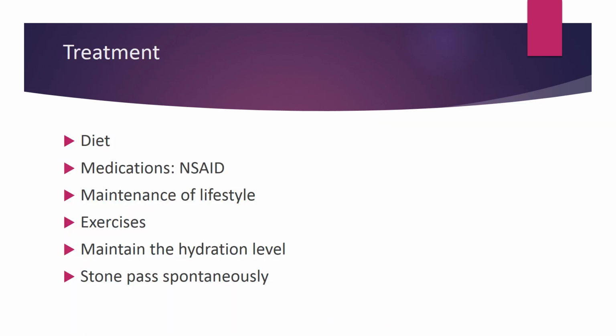The treatment plan for Mary is maintenance of the lifestyle, like controlling the diet. Limiting sodium and animal protein in the diet may reduce the chance of kidney stones forming. Also encourage Mary to have a high fibrous diet like fresh vegetables and fruits. Regular exercise is very important, so it can help in the movement of the stone and to pass easily. Maintenance of the hydration level.